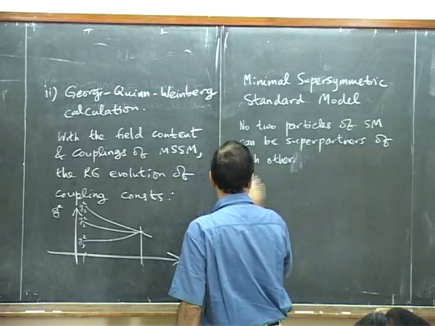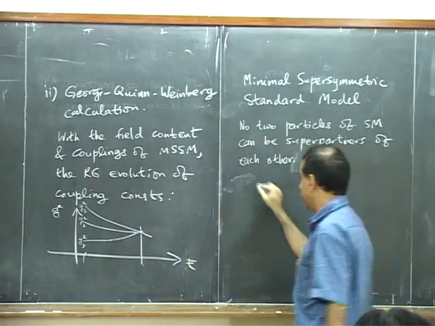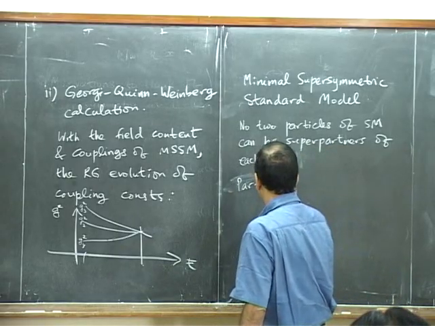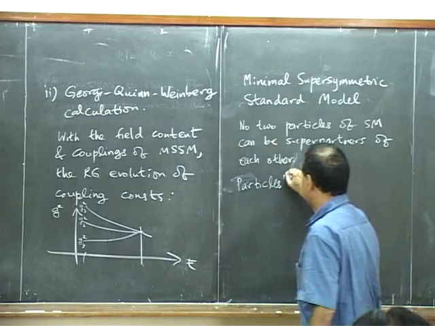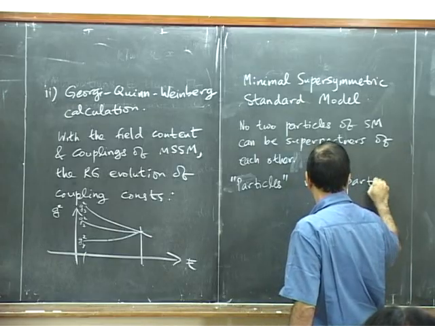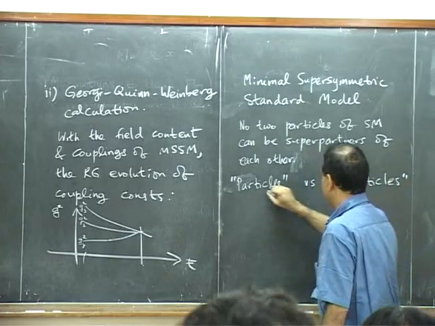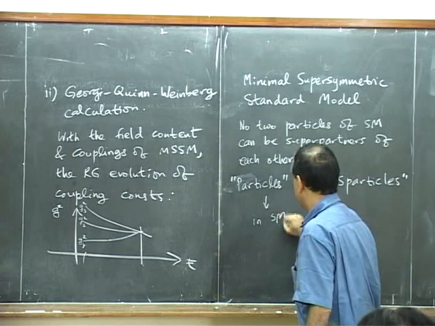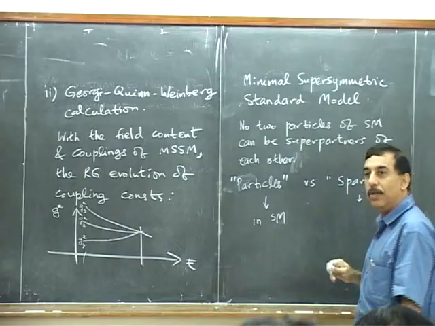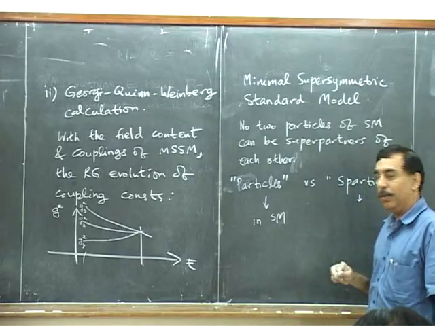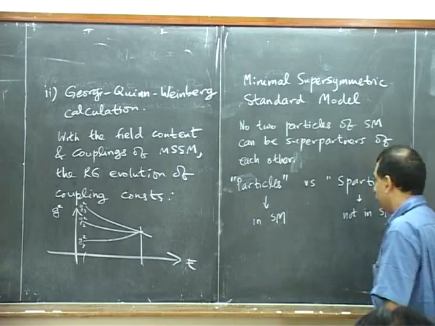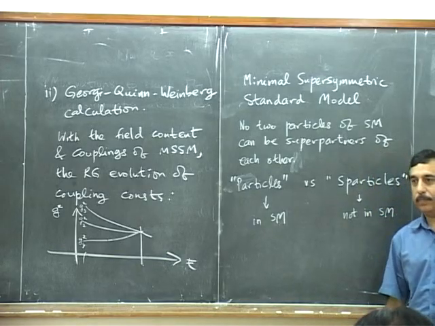Now this leads to the new terminology which Dries, Godbole and Roy sometimes use, but you have to be a little careful with it. Particles versus sparticles. Everything that's in the standard model we call particles, and everything that's new and has to be postulated in order to have supersymmetry are called sparticles, and they are not in the standard model.